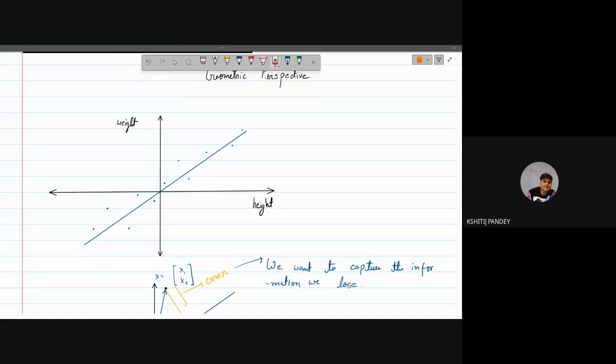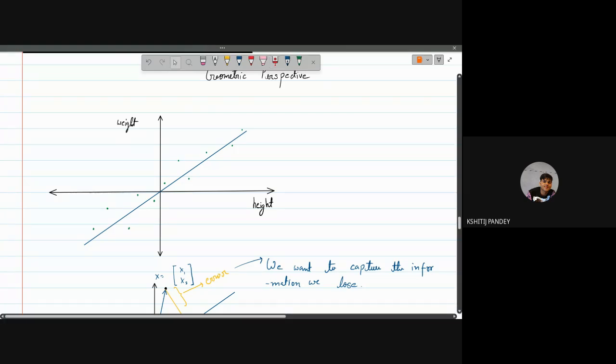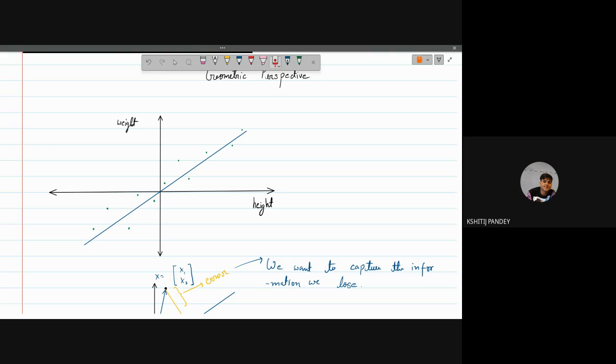Anyone? They are independent of each other, sir. Yes, they are. A better term would be that they are decorrelated. And why is that? Let's see. So let's say we have this example of height, weight. Okay, and these are the points.